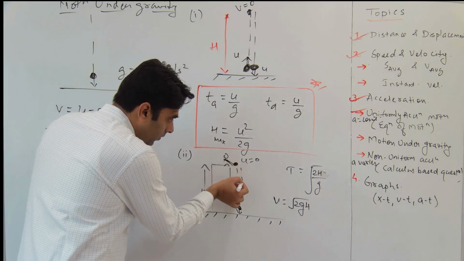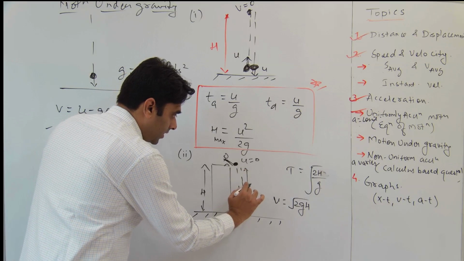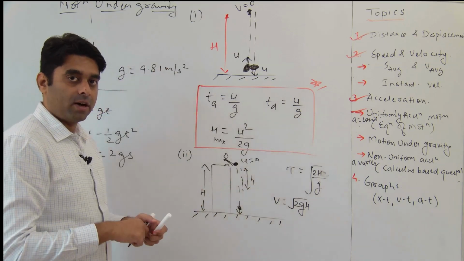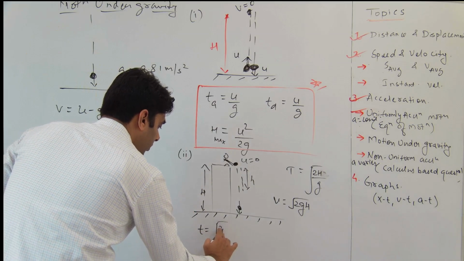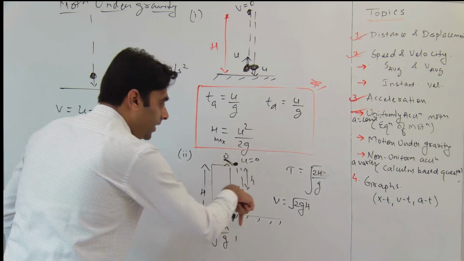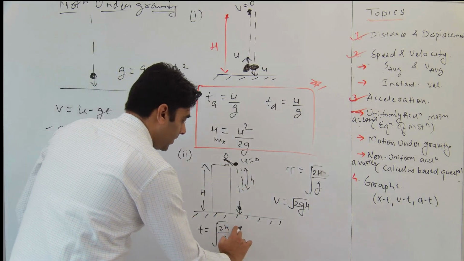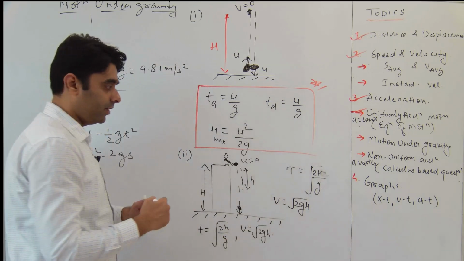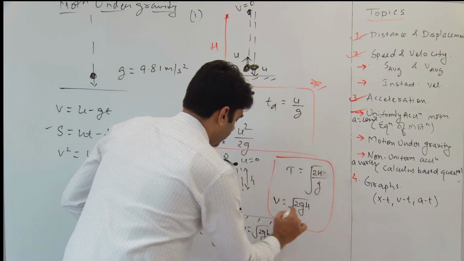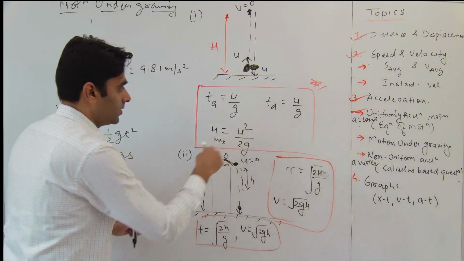Let's suppose if it travels h distance downward, then time can be written as root over 2h by g, and speed after traveling a distance h can be given as root over 2gh. These are the results that we should keep in mind. Over here, one more result I will add.